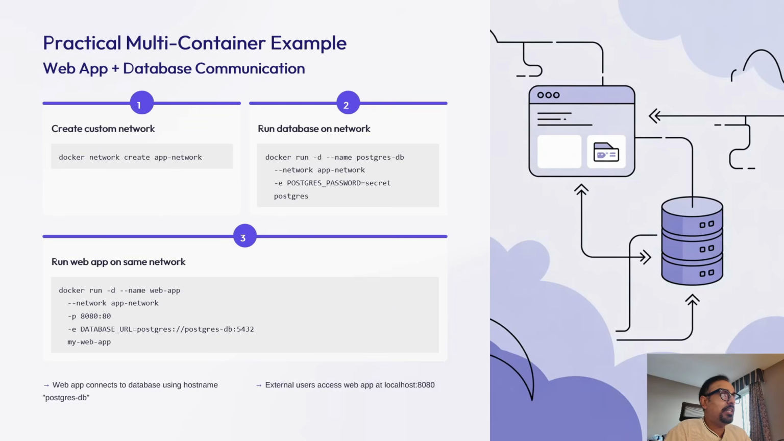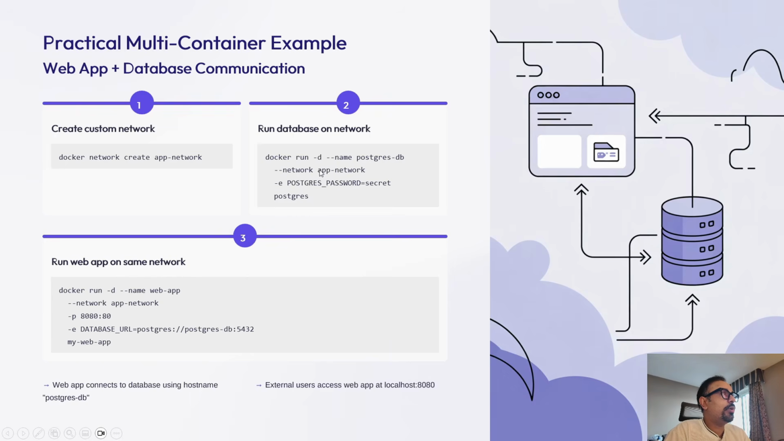Now, let's see a practical multi-container example in which, first we'll create a custom network. Then I'm going to run a database on this network, that is app network. Once we create this database, then I'm going to run another application on the same network.